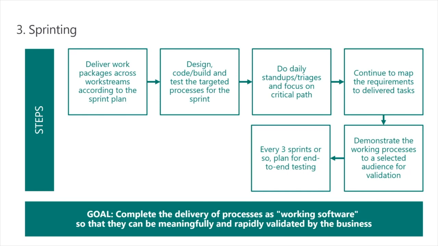Make sure that you've got within your sprinting that every 2 or 3 sprints, you're actually doing an end-to-end test of whatever you've delivered thus far, right? Because at the end of each sprint, you're doing your testing for what you delivered in that sprint, and you're trying to do it as end-to-end as possible, but you'll find that within 2 or 3 sprints, there may be gaps appearing in your end-to-end testing. So make sure you do your end-to-end testing every 2 or 3 sprints.